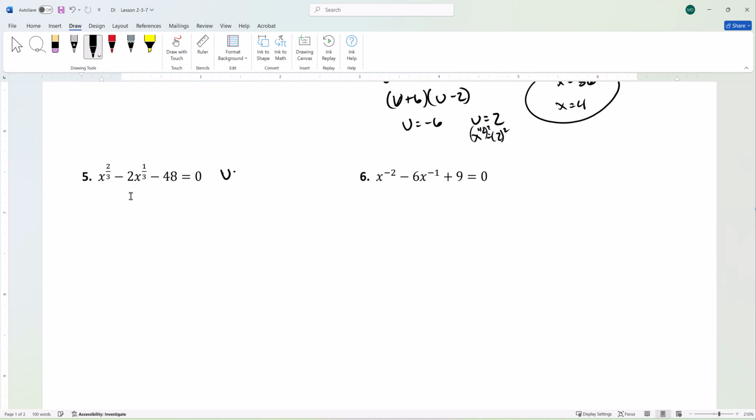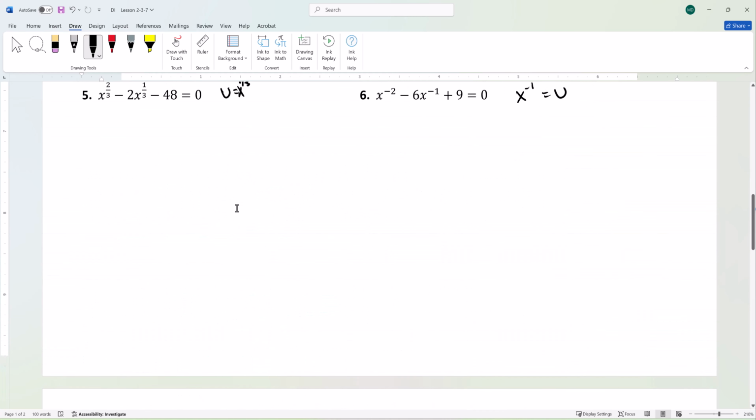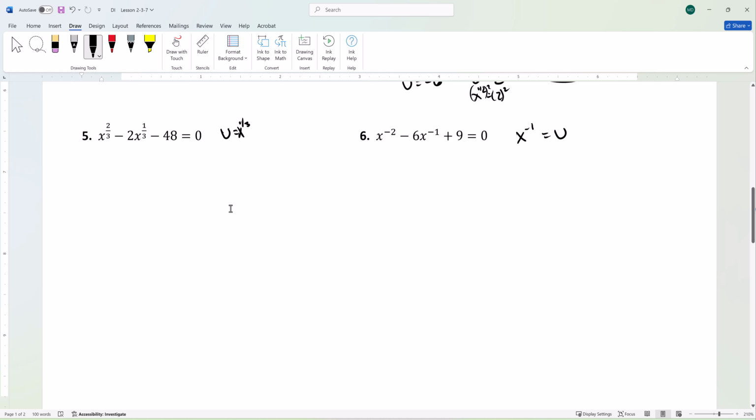For this one, u equals x to the 1/3. This one, x to the negative 1, that's going to equal u. Just kind of showing that one a little bit more. This would be u squared minus 6 times u plus 9. This factors into u minus 3 times u minus 3. So u equals 3, if I set each one equal to 0.